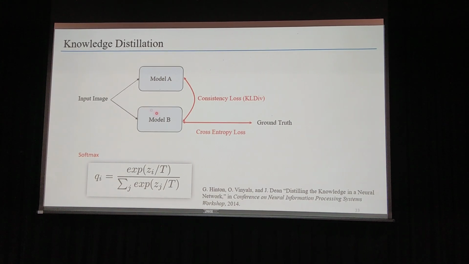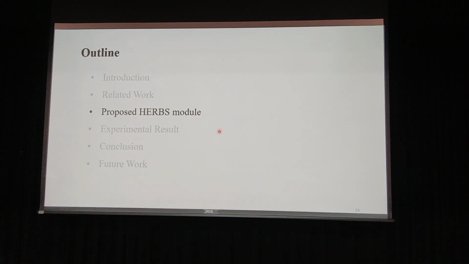And model A and model B can be in the same model. Model A could be a deeper one, with deeper layers, and model B with shallow layers. In this situation, we call it self-distillation, and it can be useful for us to constrain the information flow in a fine-grained model we discussed earlier. Okay, through the techniques mentioned above, we can design an effective fine-grained model, which is our proposed Hobbes module.